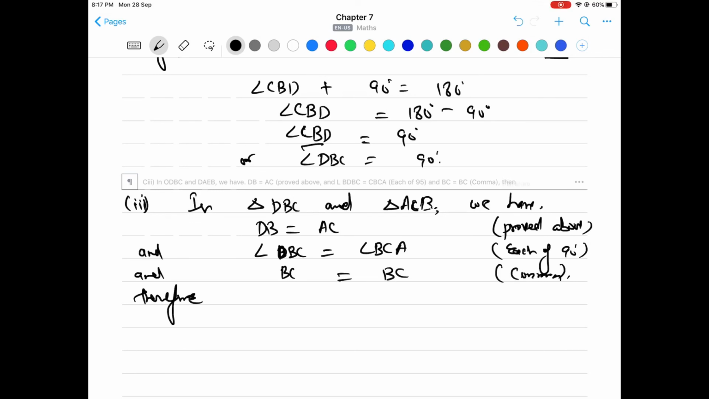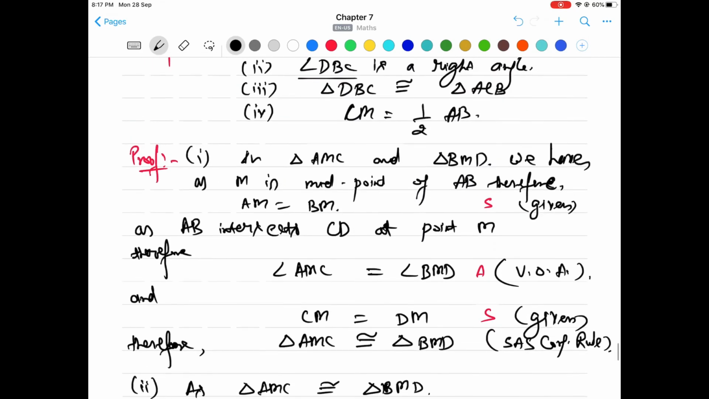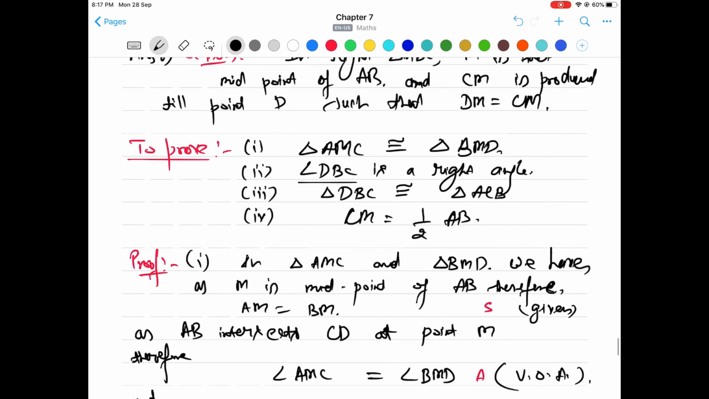Therefore, triangle DBC is congruent to triangle ACB by the property side angle side. Okay, so write: by SAS congruence rule.